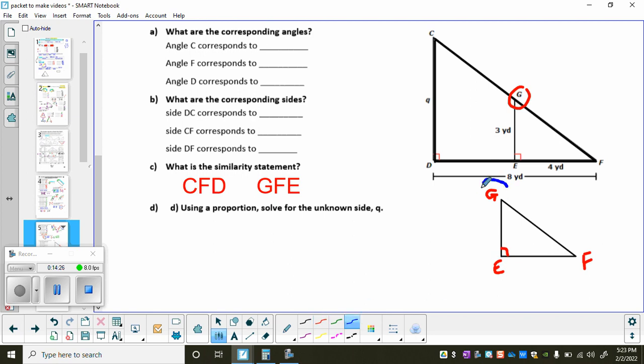So the top corner G matches up with this top corner C. So C and G. F and F are the same thing. And then D, this right angle, corresponds to this right angle E, which is again where I get my similarity statement here. CFD matches with GFE. I can use that to say, so DC, so D to C would be E to G. So CF would be GF. And DF, which is D to F, would be E to F.